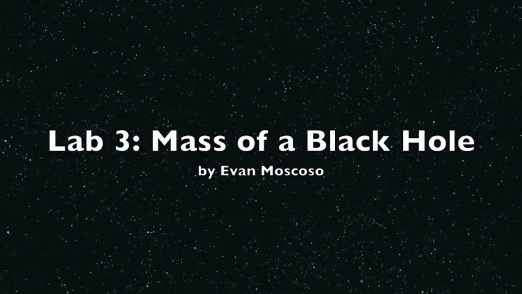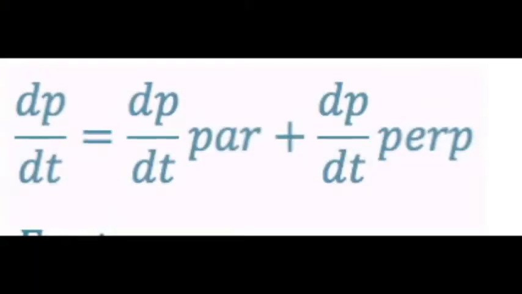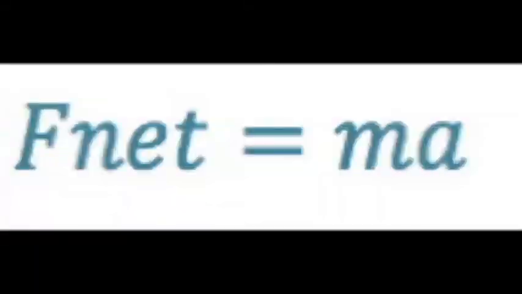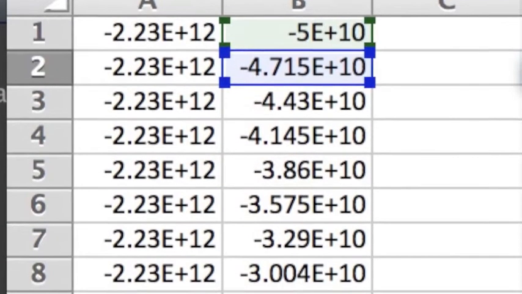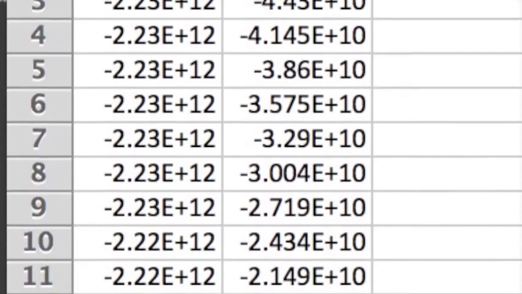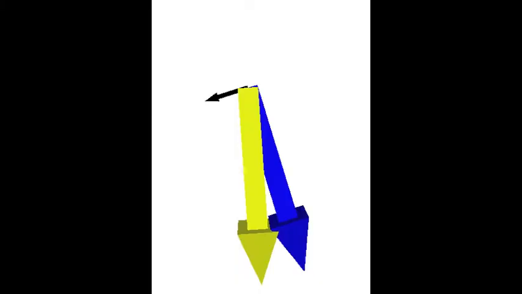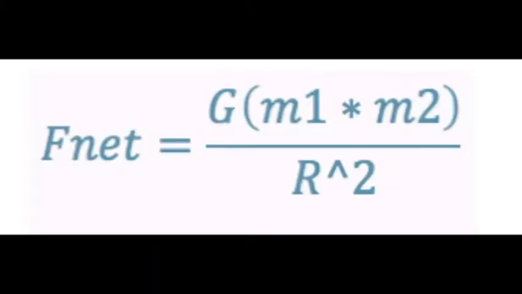The purpose of this lab is to find the mass of a black hole by analyzing Newton's principle of momentum and net force. Using the given position data of a star that orbits a black hole, I created a computational model that found the net force and its two components, F net parallel and F net perpendicular, of the hole on the star. Then, I solved for the mass of the black hole by using the gravitational force equation, which was found to be approximately 2.67 times 10 to the 31 kilograms.